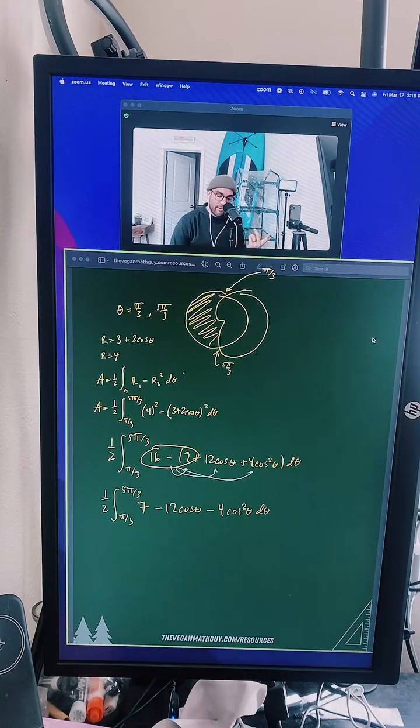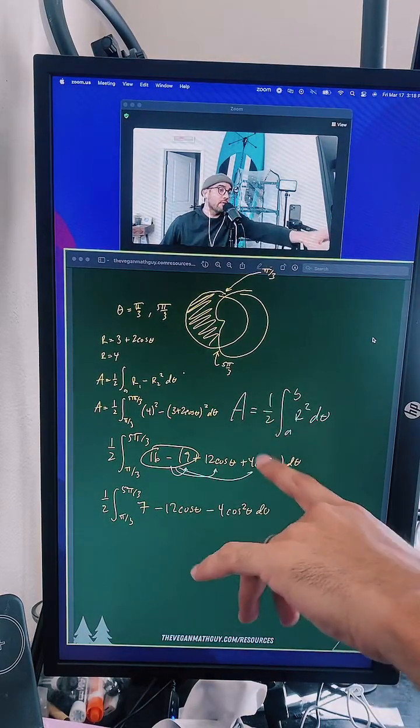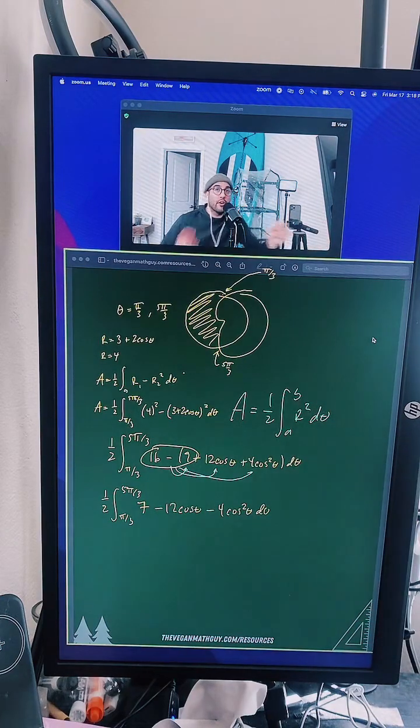Where am I getting the 1/2 from? This is the general equation for the area of a sector. So whenever you have polar coordinates, this equation is how you find the area of the sector. So it's 1/2 integral from a to b of r squared d theta.